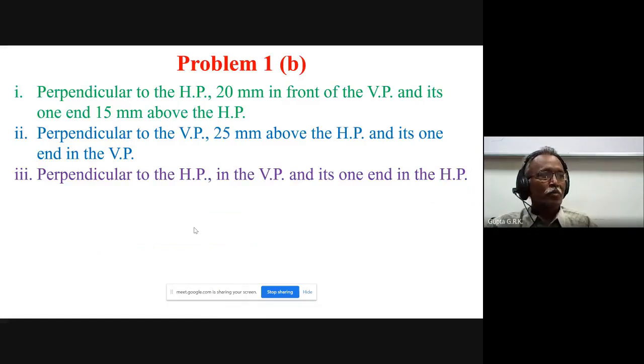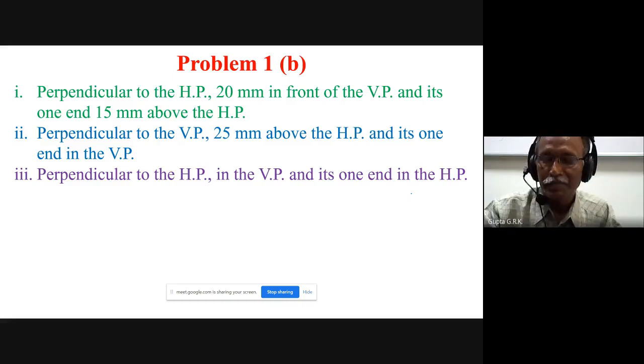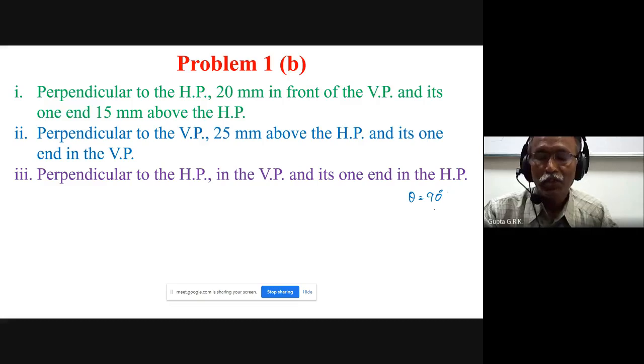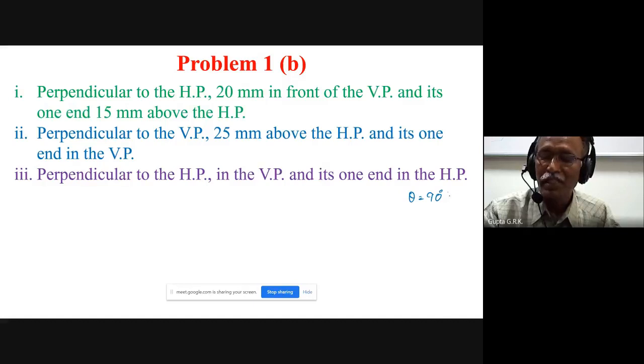Now the case of perpendicular. Perpendicular to HP means theta is 90, and this should show full length. So wherever I draw 90 degrees, that length, where will the 90 degrees come? In the front view or top view? A dash B dash, the front view. So the front view length is equal to the true length.